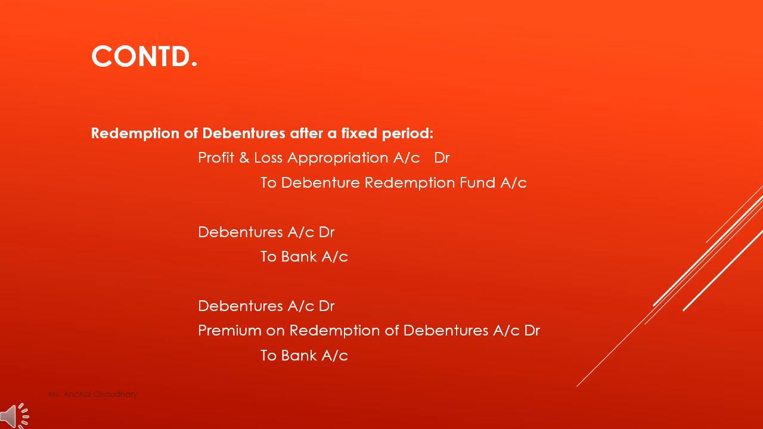The third entry will be debentures account debit, premium on redemption of debentures account debit to bank account. So these were the journal entries which are covered in all the methods. I hope you are clear with the journal entries at least.